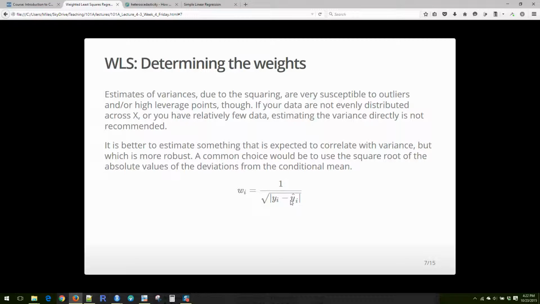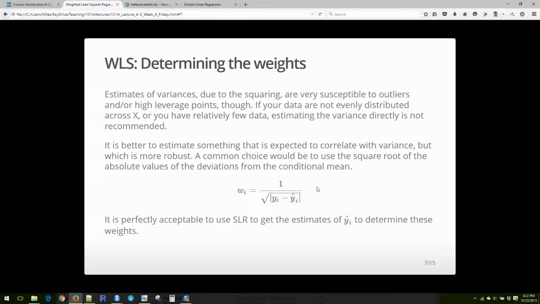So the question is, well, how do you figure out the Y hats, right? Because we haven't fit the weighted least squares line, so how do you figure out the Y hats that we're going to use? Believe it or not, you just fit the simple linear regression line, use that for your Y hats, and then you take the difference between each data point and your simple linear regression line, take the absolute value of that, and square root those. Okay, and that's totally fine.